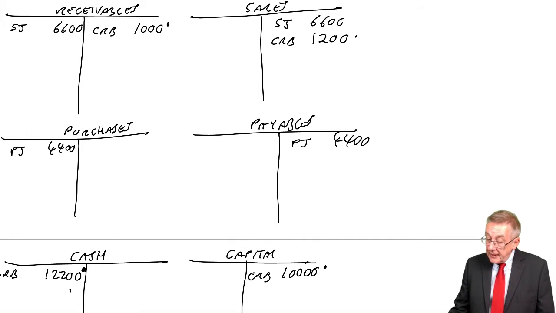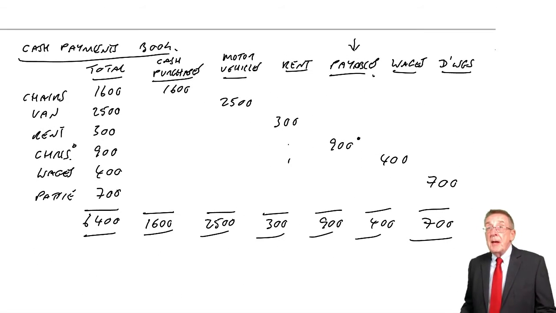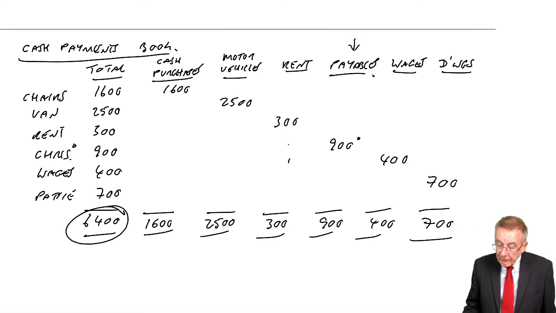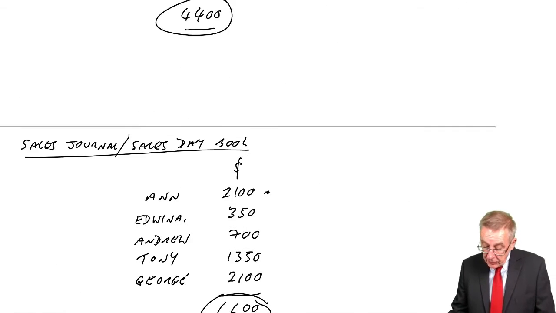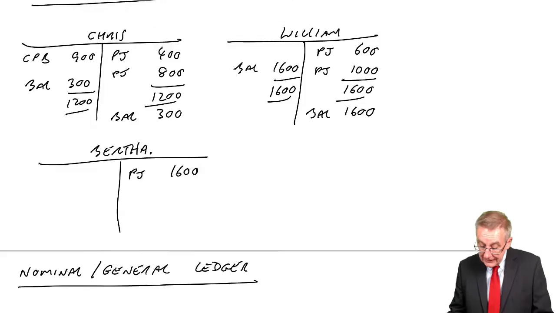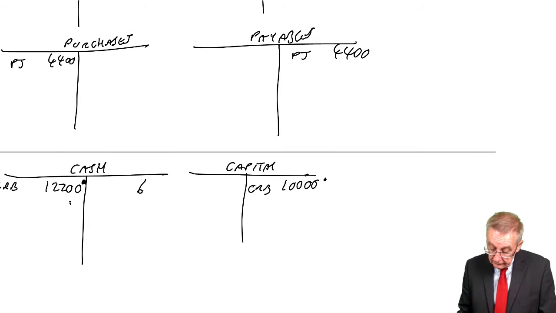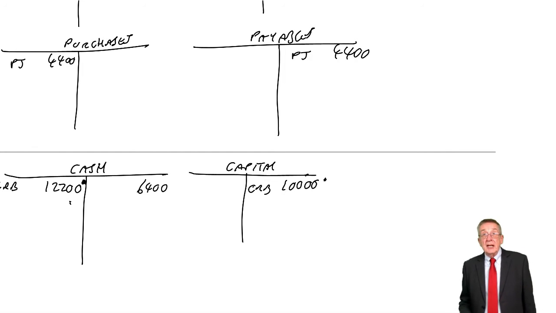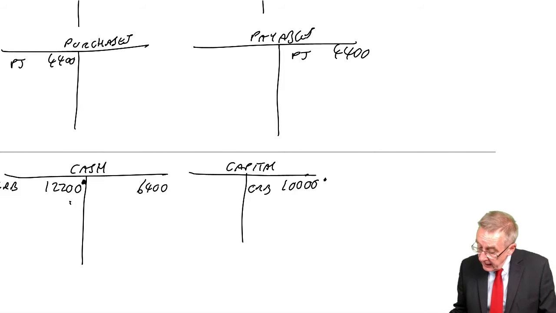Finally, cash payments. Well, in exactly the same sort of way. Cash payments always will credit cash, debit somewhere. Well, the total cash paid was 6,400. We'll credit cash with 6,400. And where are the debits going to go? Well, we'll have to look at the analysis columns. And again, I'll do two at once to save going up and down.